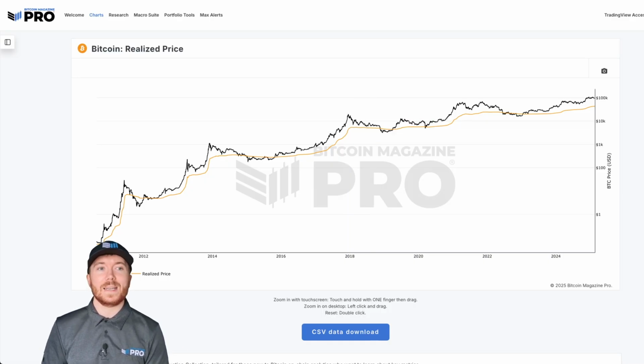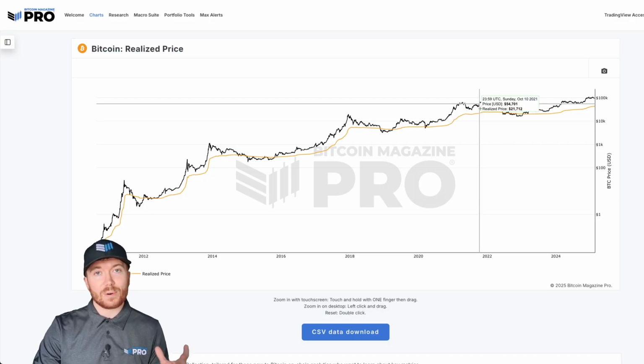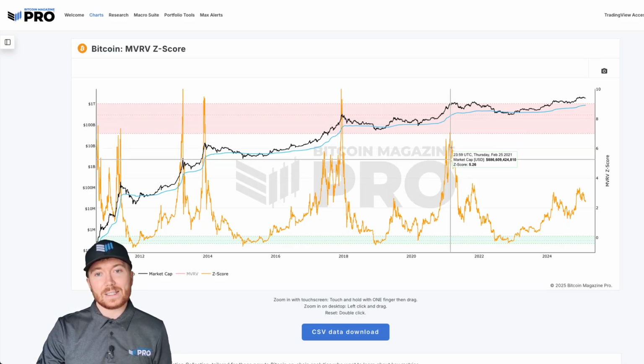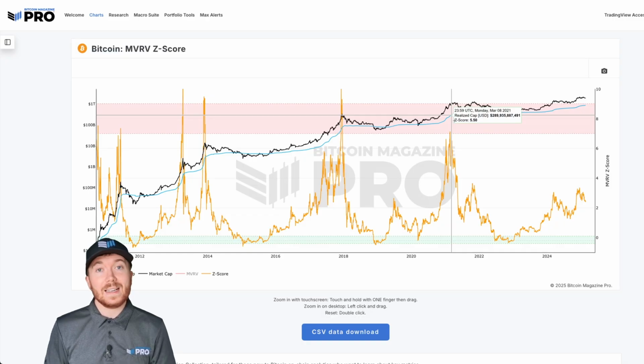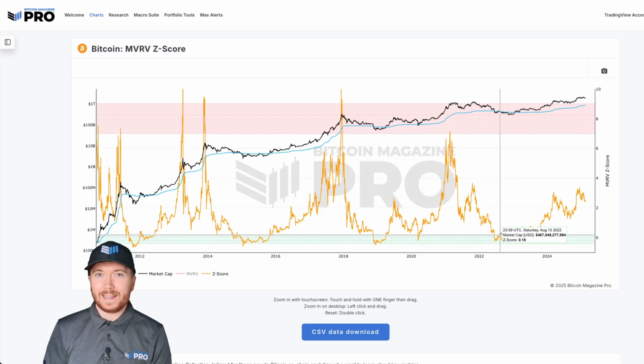But we can take this a step further. What we can do is look at the ratio between these two data points, the price and the realized price. And once we standardize that data, we get the MVRV Z-score, one of the most popular metrics we have here on BitcoinMagazinePro.com. Now, what this does is very clearly present periods where Bitcoin may be overvalued, a little bit overbought, and overextended to the upside when this orange line, this Z-score, reaches these upper red regions. And the same is true for the downside.